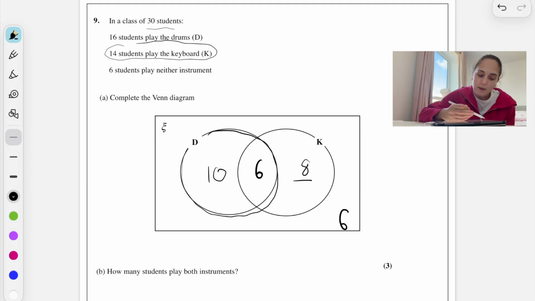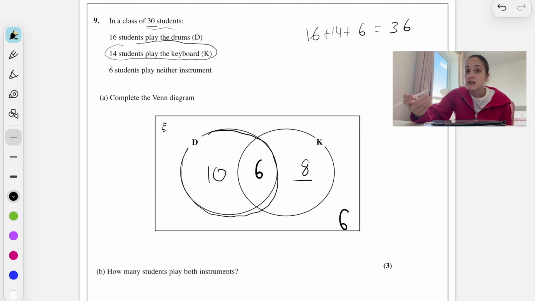We could also do that by adding up all of the ones that we've already got. So 16 plus 14 plus 6 is 36. So that means we've double counted 6 of them. So that means that 6 go in the middle, and then we can fill in the rest.